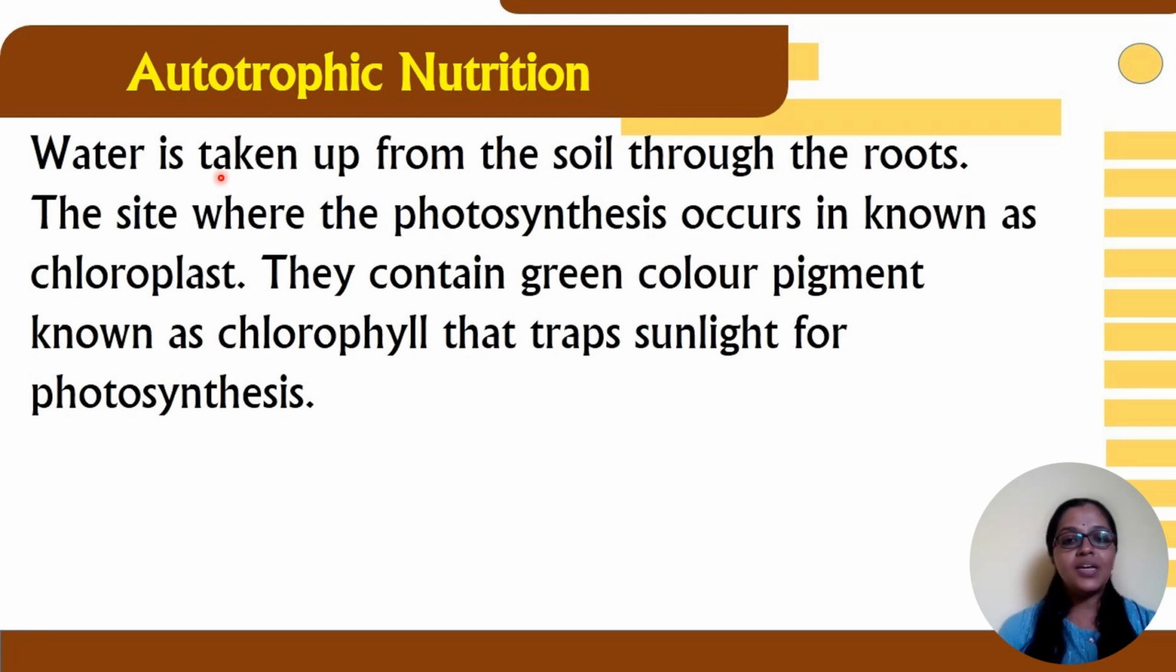How is water taken up by the plants? It is taken from the soil through the roots. The main green pigment is very important, and what is the function of the green pigment? Trapping the sunlight for photosynthesis.